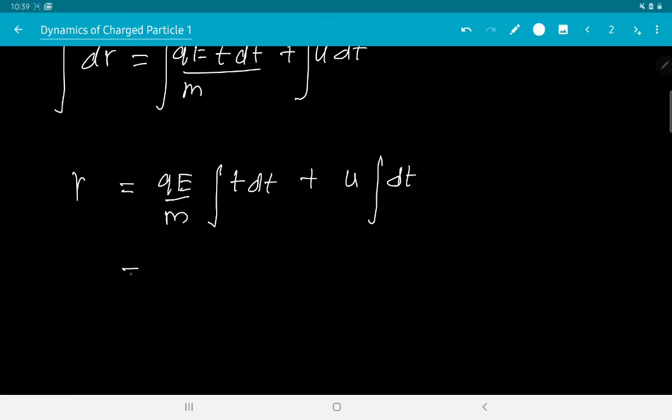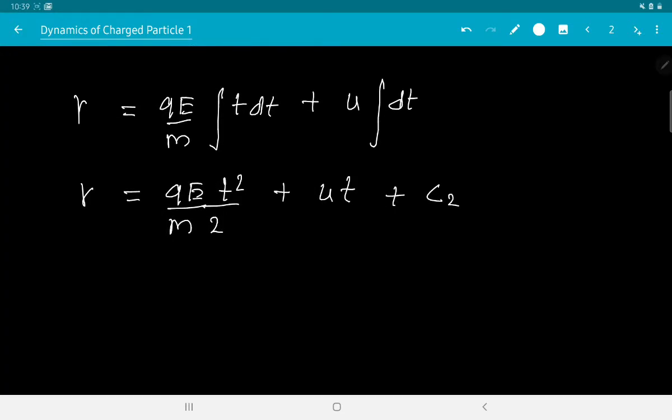Integration of t dt, that means you are going to get t square by 2, plus u into integration of dt, that is t, plus some constant of integration. Let us write it as c2. Now this will be the equation for the displacement of the particle at any time instance.